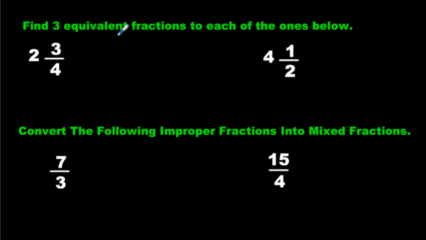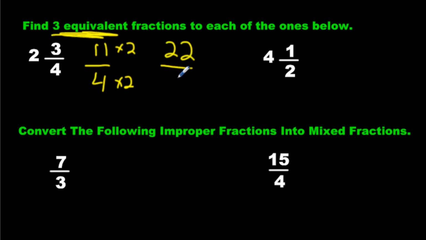Now we're going to find equivalent fractions to each of these ones here. We've done these already. Look, this is going to be 11 over 4. But it wants us to find equivalent fractions to 11 over 4. So what you do is you go like this. You can multiply this by 2. You can multiply this by 2. Now you've got 22 over 8.